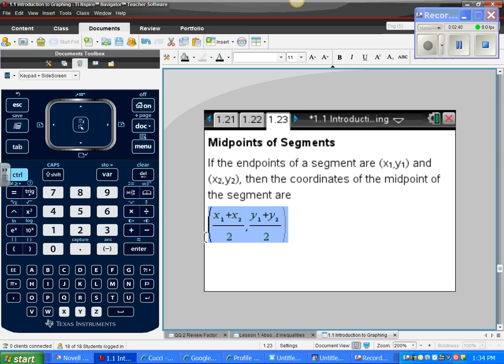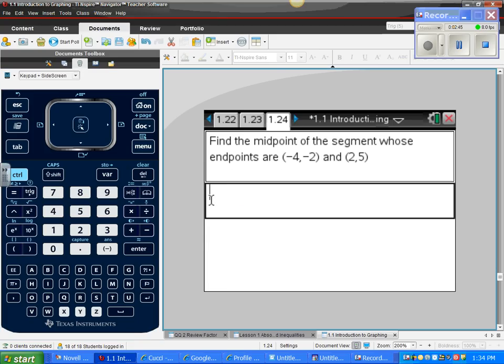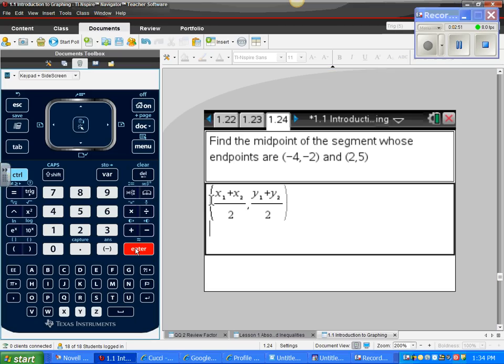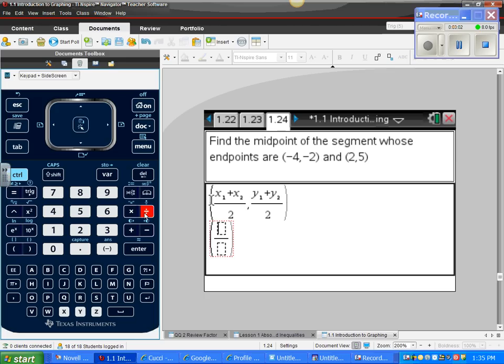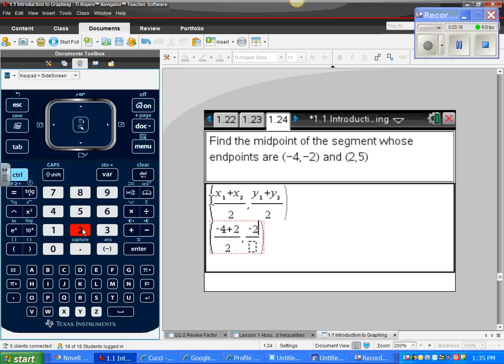I'm going to real quick borrow this. Control C. Okay, so find the midpoint of the segment whose endpoints are given. So here's my equation. We need to plug into this. I'm going to hit Control M to open a math template so my parentheses adjust correctly. Open my parentheses, put in my fraction. X sub 1 is -4 plus x sub 2, which is 2, divided by 2, comma, another fraction template, y sub 1 plus y sub 2, divided by 2.